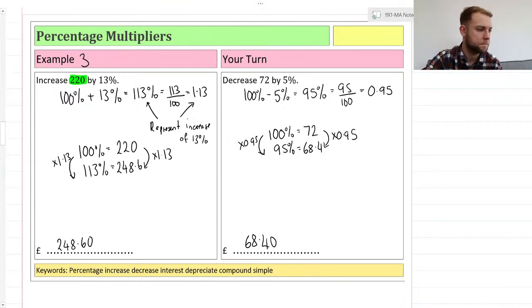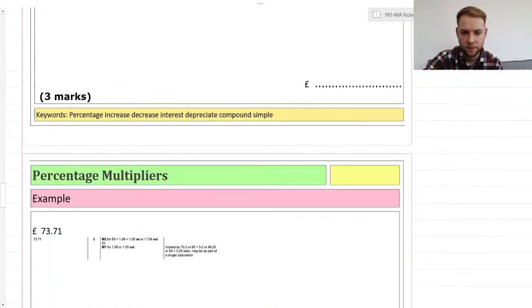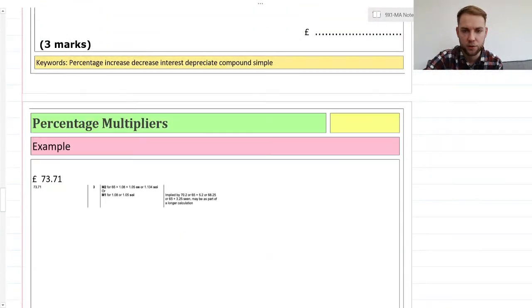Super. Good work. Alright, so let's have a go now. This is our last question, and then we'll have a go at some questions.